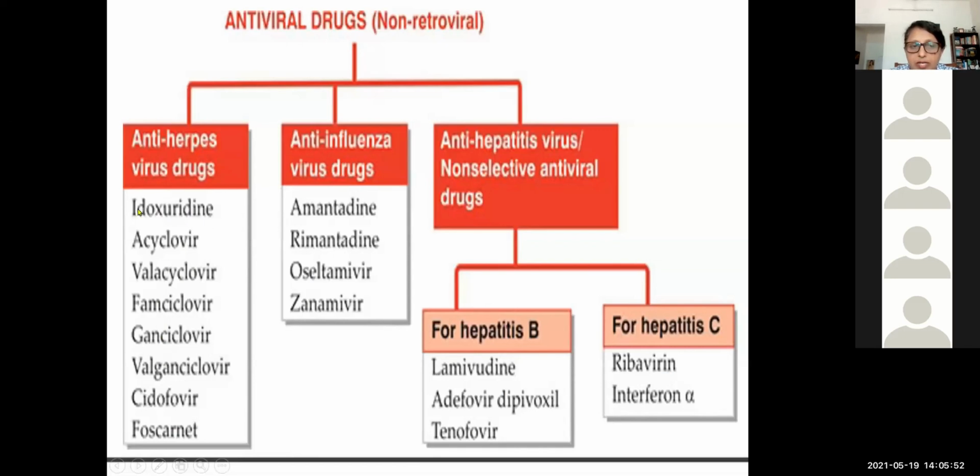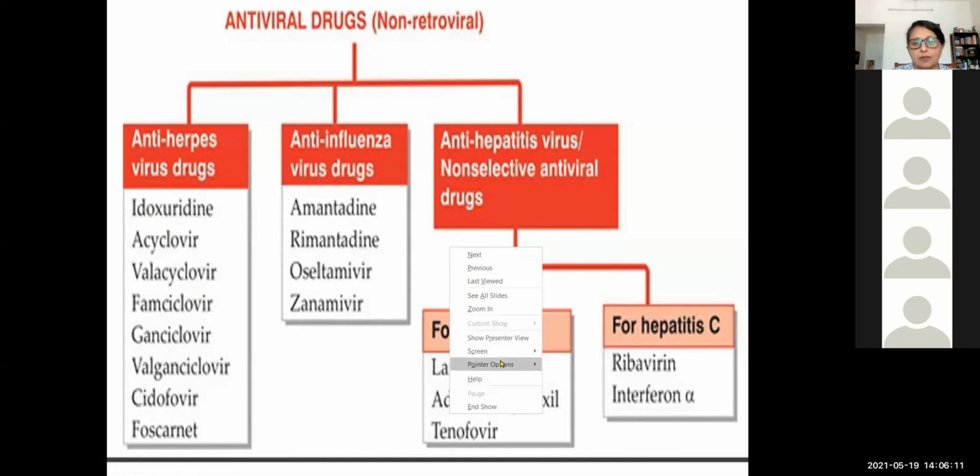So once again the names: idoxuridine, acyclovir, valacyclovir, famciclovir, ganciclovir, valganciclovir, cidofovir, foscarnet, and anti-influenza: amantadine, rimantadine, oseltamivir, and zanamivir.